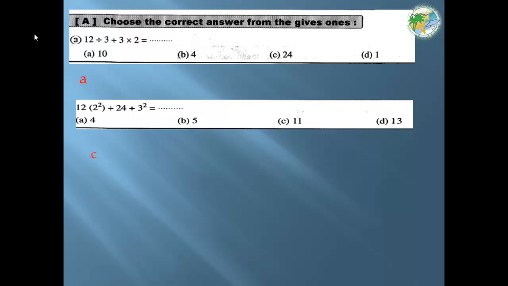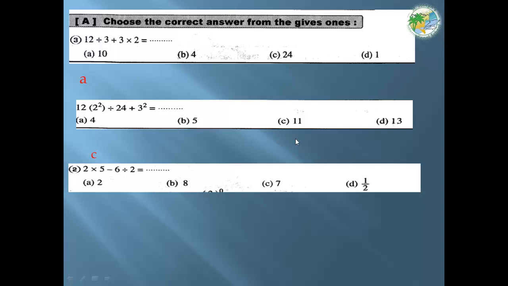How? We start with 2 power 2, which is 4. Then multiply 12 times 4, 48. 48 divide 24 equal 2. 2 plus 9, of course, equal 11. Fine. Now 2 times 5 minus 6 divide by 2.